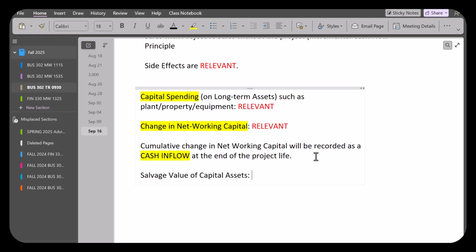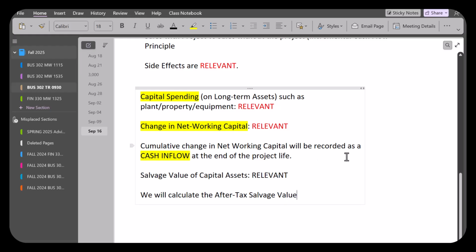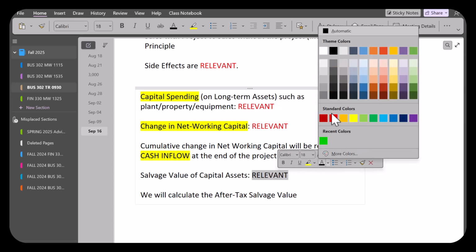This is going to be relevant, and we will calculate the after-tax salvage value. And there's a reason you want to think about after-tax.